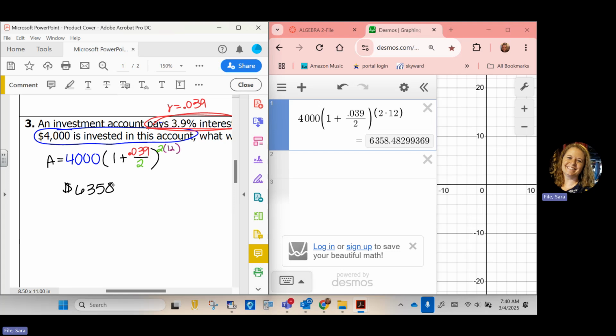How much change? 48. That one does not round up. You leave it as 48. All right, so we've got that total after the 12 years.